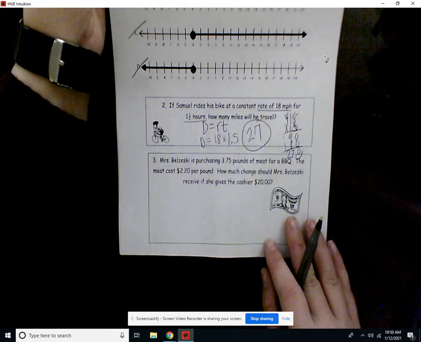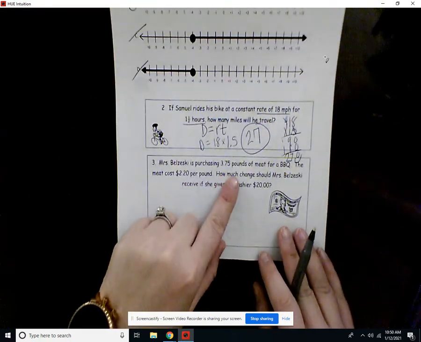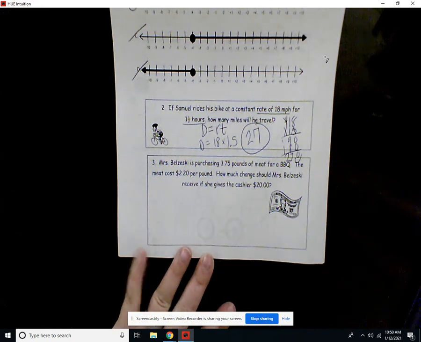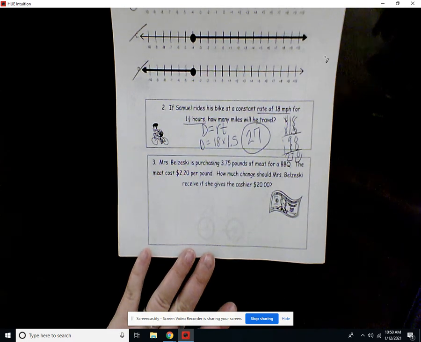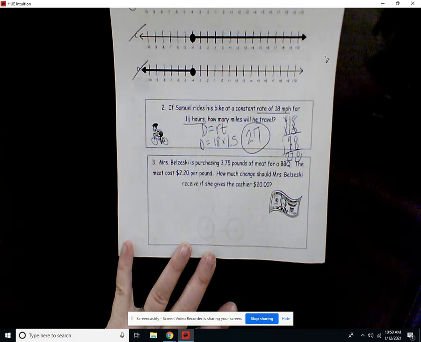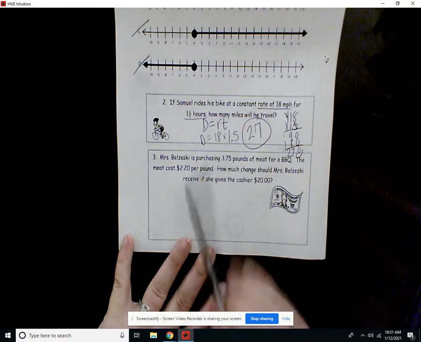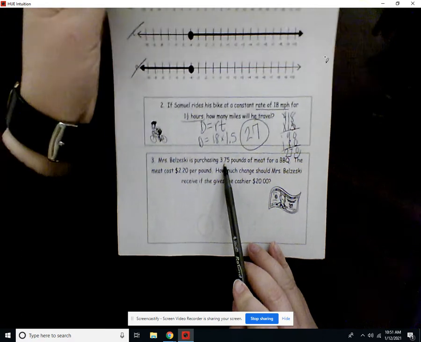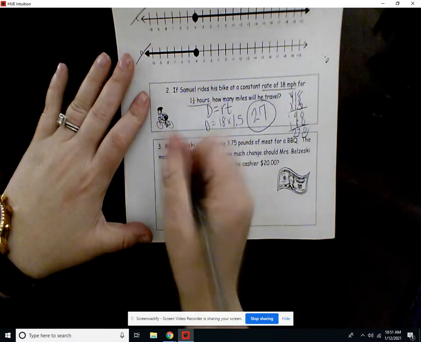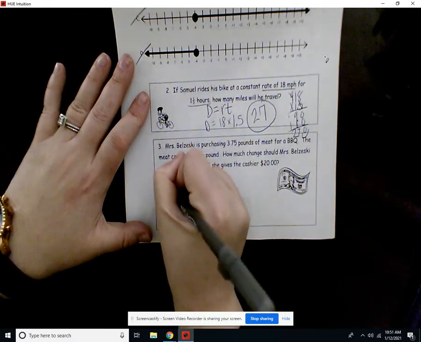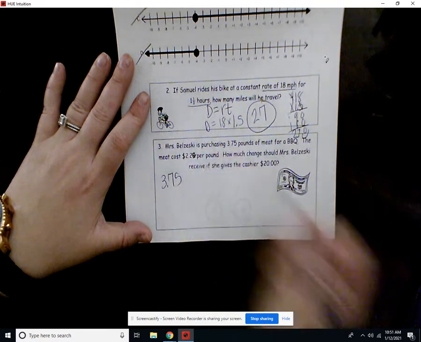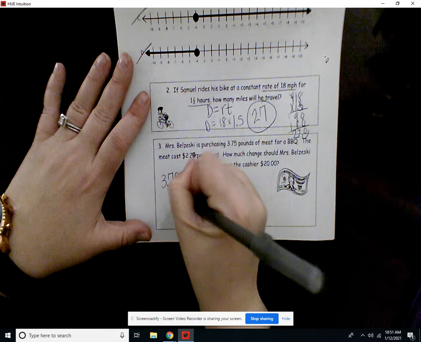All right, number 3, Mrs. Beletsky is purchasing 3.75 pounds of meat for a barbecue. The meat costs $2.20 per pound. How much should Mrs. Beletsky receive if she gives the cashier $20? First, we got to find how much it costs for all of her meat. So it's $2.20 for 1 pound. So we have 3.75 pounds. We're going to multiply those together. So 3.75, the 2.20, we're going to mark off that 0. That way we're multiplying with less numbers.